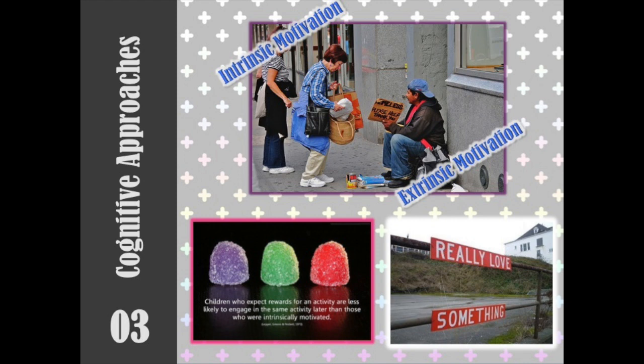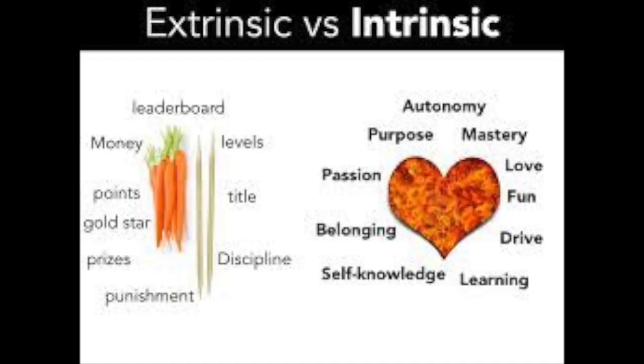Those two main concepts are intrinsic and extrinsic motivation. Extrinsic motivation causes us to do something for a concrete, tangible reward. It's a type of motivation in which a person performs an action because it leads to an outcome that is separate from the person or external to the person. For example, a physician working extra hours because they want the money that they get for overtime.